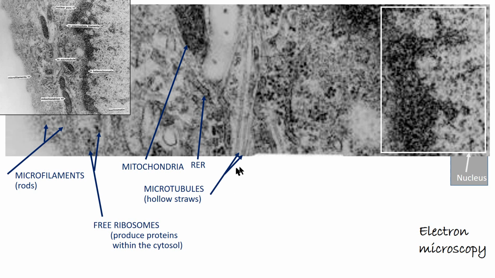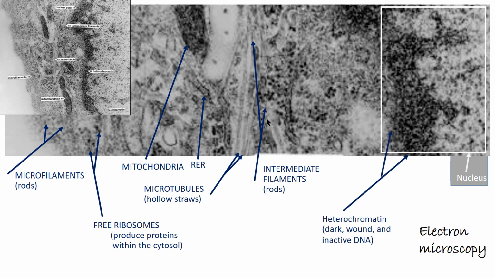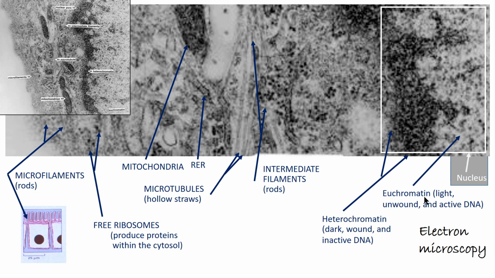These are microtubules, hollow straws that are projecting in through here. And then we have intermediate filaments. This is an intermediate filament here and here. And then this is a nucleus, it's part of a nucleus here. And we have heterochromatin, which is wound up, inactive. And then we have euchromatin, which is active.